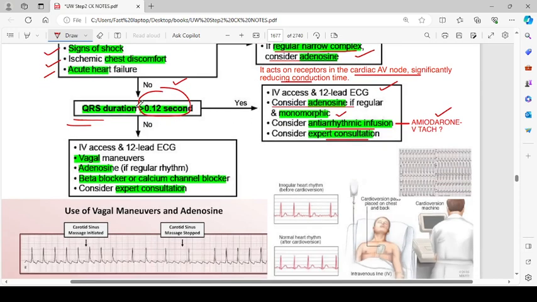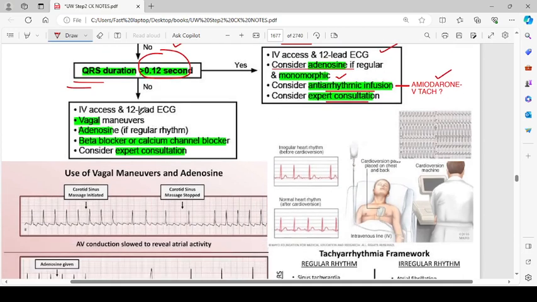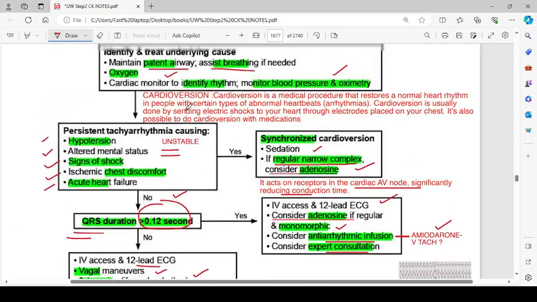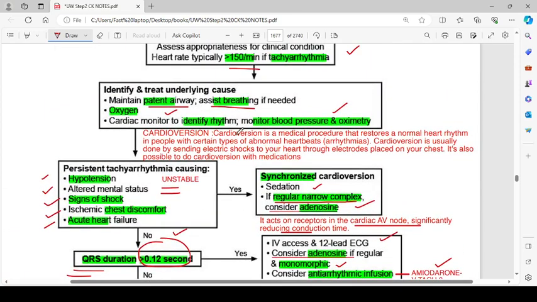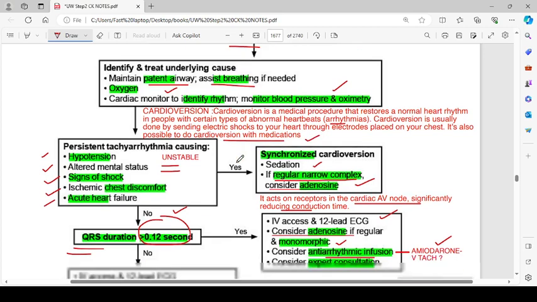If the QRS complex is not more than 0.12 seconds, then we can give IV access and a 12-lead ECG, vagal maneuvers, adenosine if the rhythm is regular, beta blockers and calcium channel blockers, and consider expert consultation. Cardioversion is a medical procedure that restores a normal heart rhythm in people with certain types of abnormal heartbeats like arrhythmias. Cardioversion is usually done by sending electrical shocks to your heart through electrodes placed on the chest. It is also possible to do cardioversion with medications.